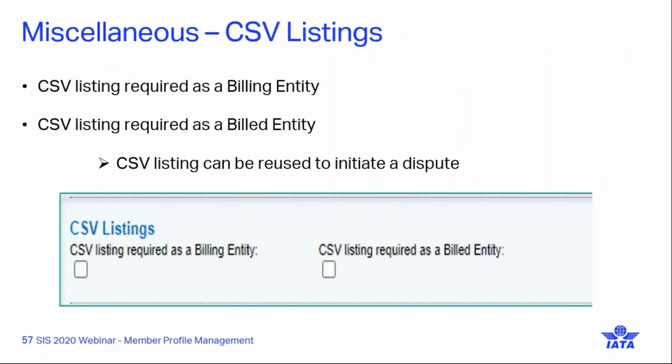Moving on, another different and additional file type that the miscellaneous category offers you are the CSV listings. You can require them as a billing entity or as a billed entity. Also note that the CSV listing, when you are a billed entity, can be reused to initiate a dispute, as indicated in a previous webinar that we offered to the industry with a new dispute process that we have in place in SIS.